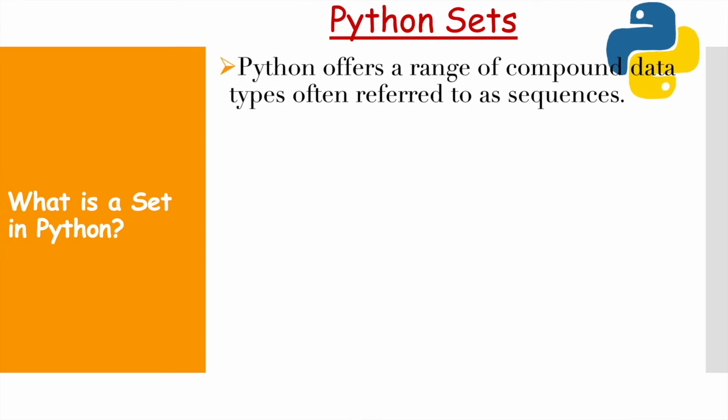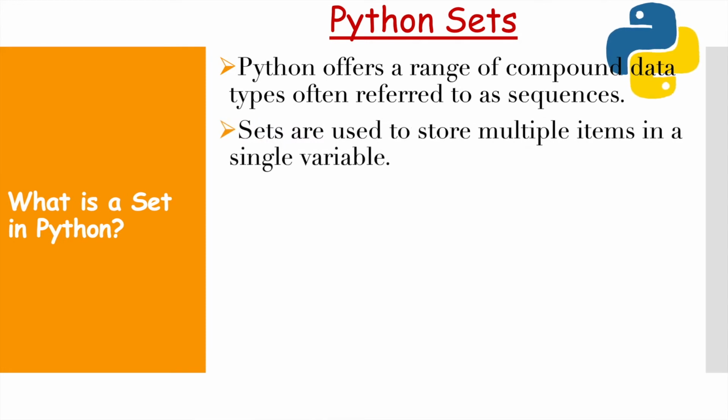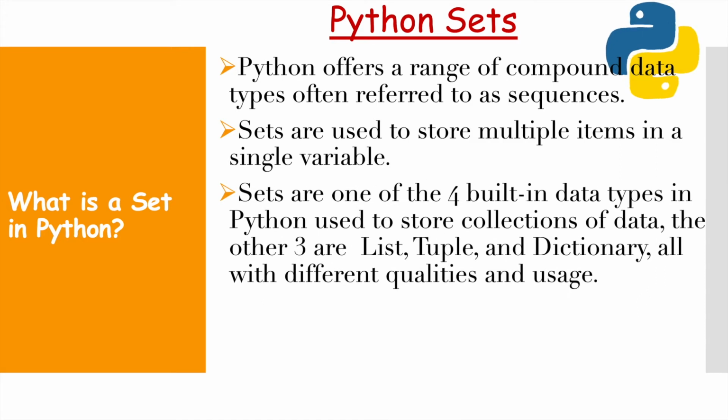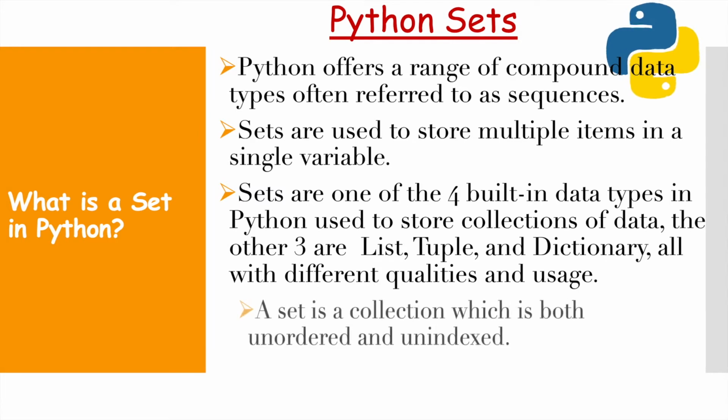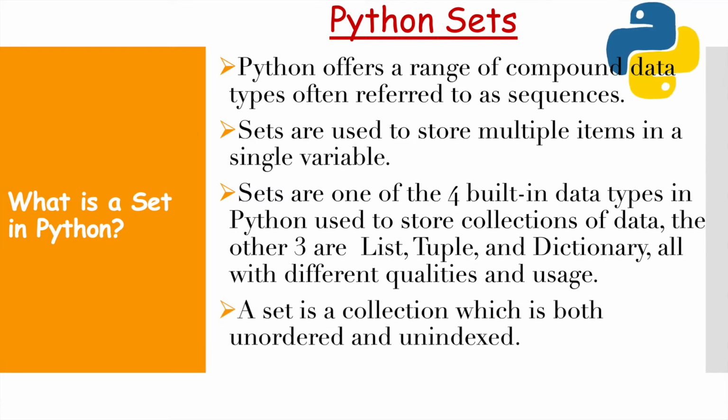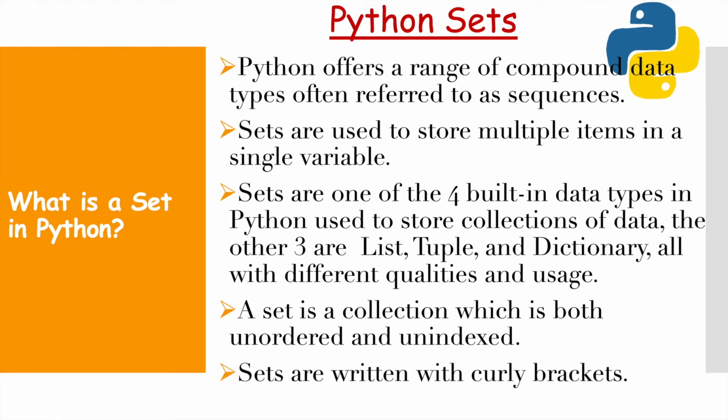Let's see what is a set in Python. Python offers a range of compound data types that are often referred to as sequences, and sets are used to store multiple items in a single variable. Sets are one of the 4 built-in data types in Python that are used to store collections of data, and the other 3 are list, tuples and dictionary. Each of them has different qualities and usage, and I will be making videos on each of them separately. A set is a collection which is both unordered and unindexed, and sets are written with curly braces.